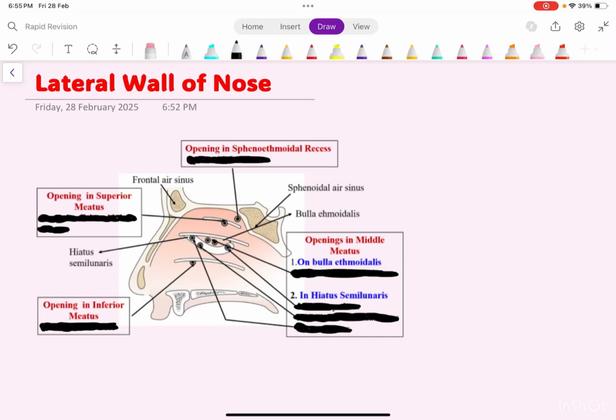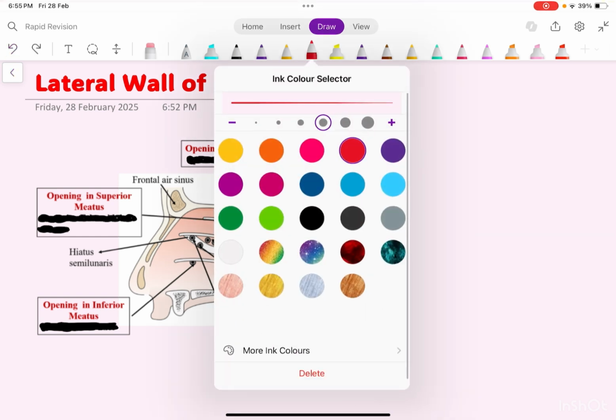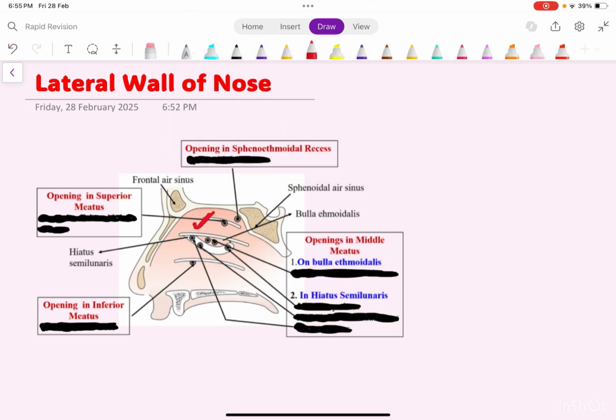So in this video we are going to talk about the lateral wall of nose. This is the most asked question. First of all, you should get acquainted with the diagram. Let's start. First of all, you should know that there are three things. One is this, second and third. Starting from up, this is the superior meatus, this is the middle meatus, and this is the inferior meatus. This much you should know.